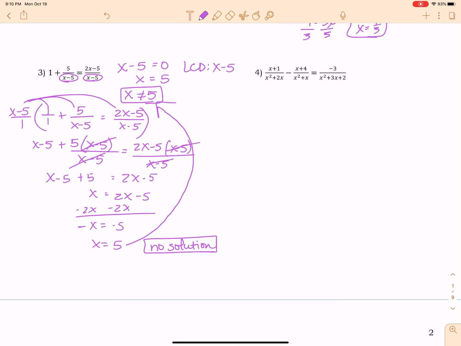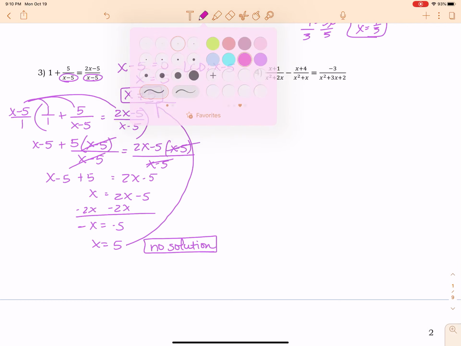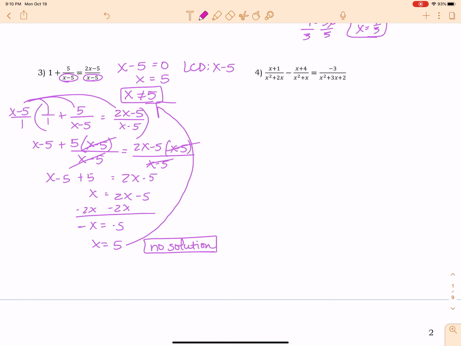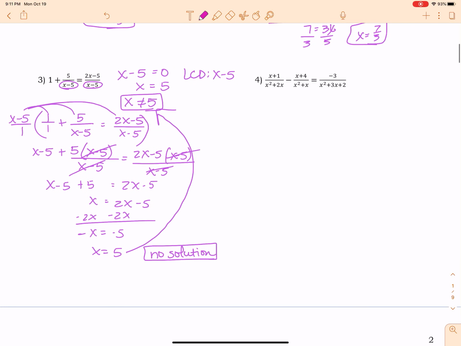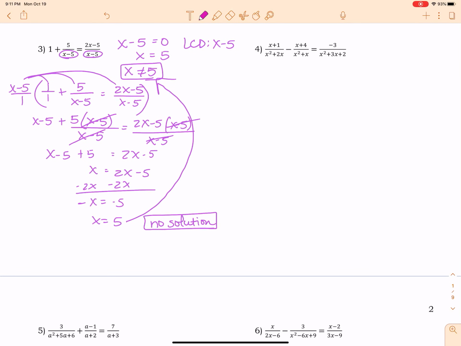Okay, number 4 is a doozy. It's so much of a doozy that we're going to switch colors. It's that serious, kids. Okay, so step 1, we're going to factor. Step 2, we're going to look for domain restrictions. Then we're going to identify the LCD, multiply every term, solve, and list extraneous solutions. Okay, so oh, by the way, we could have done that on 3. All right, this is an extraneous solution right here.